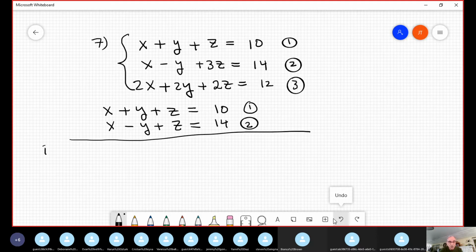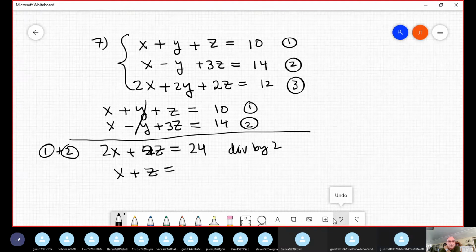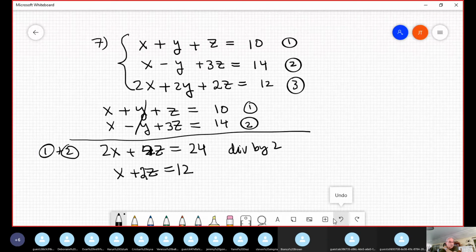Why not? Add equation 1 plus equation 2 by column. The column of the x, 2x. The column of the y, 0, cancel. The column of the z, 4z. The right-hand side is 24. This equation, if you want, leave it like that, but if you don't want, divide it by 2, because the common factor is 2. Wait a second, sorry, I made a mistake here. This is 3, no? This is 3, this is 4. So when you divide by 2, it's 2z equal to 12. My equation is x plus 2z equals 12. I want to call this equation number 4.